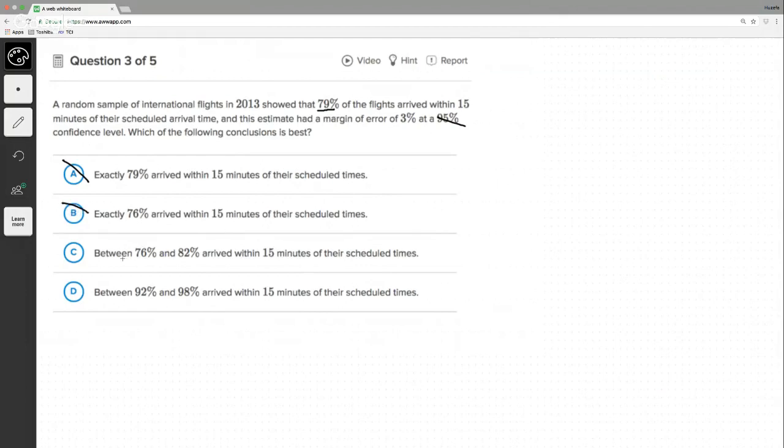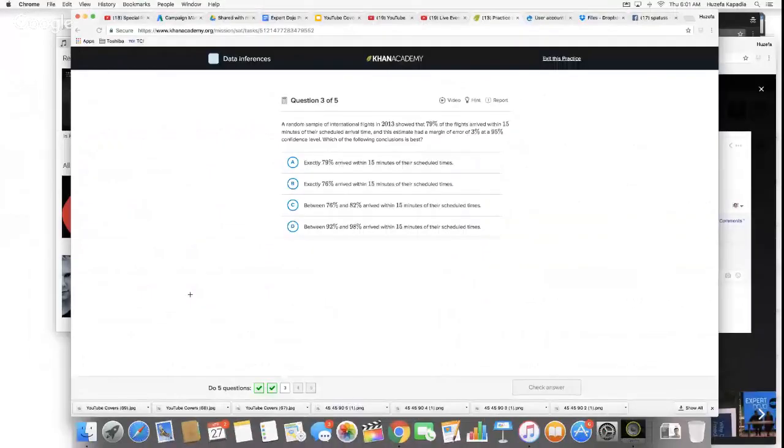So that's no good. Between 76 and 82% arrive within 15 minutes. I'd say this is good because, again, we're taking that margin of error. We're subtracting it and adding it, right? We've got 79. We're subtracting 3. We got 76. We're adding 3. We got 82. And there's our zone. So I would say somewhere in here would be good. 92 and 98. I wouldn't say that. So let's go with C.